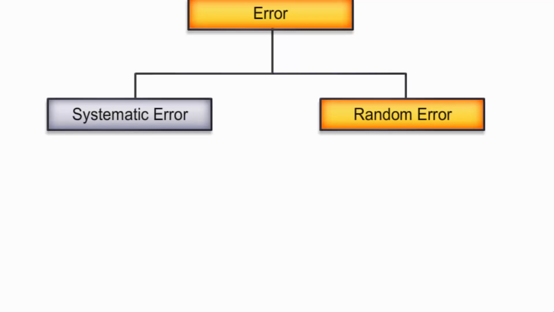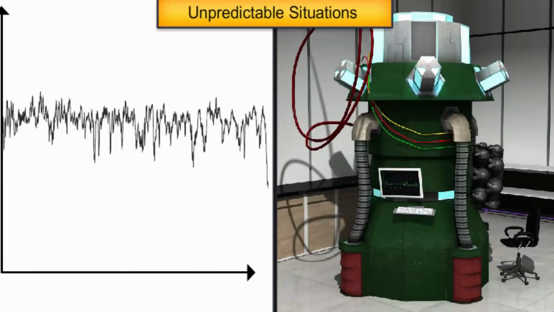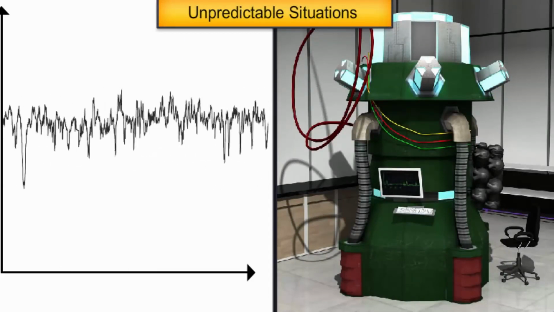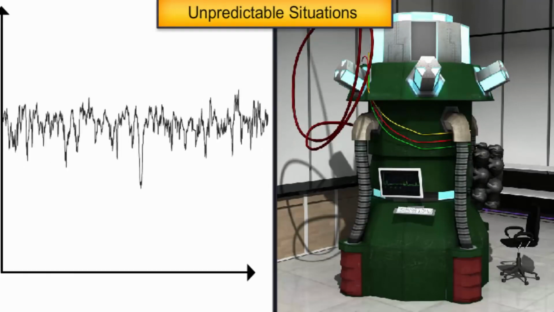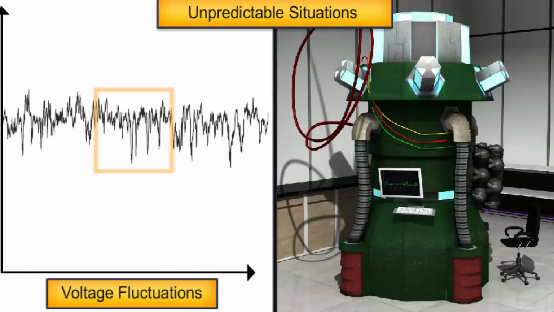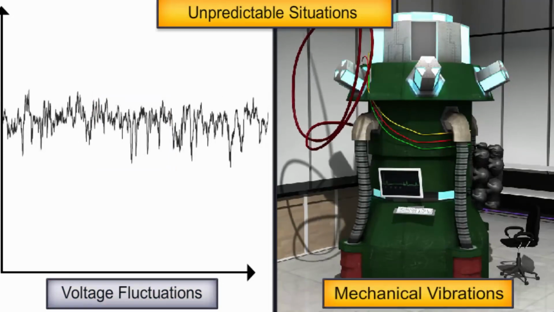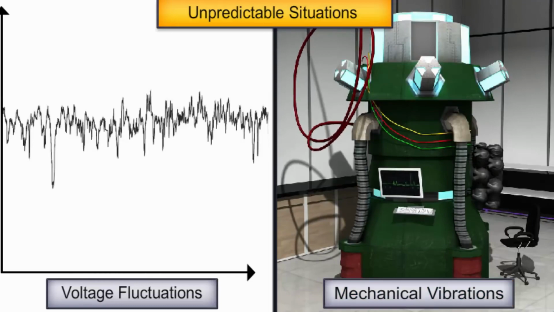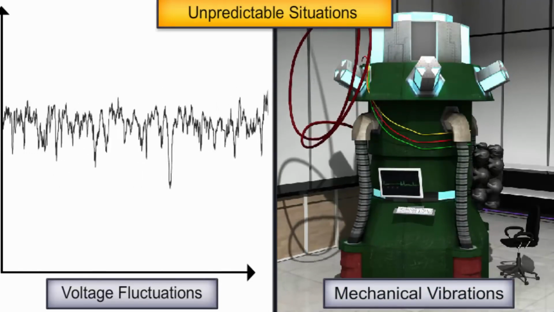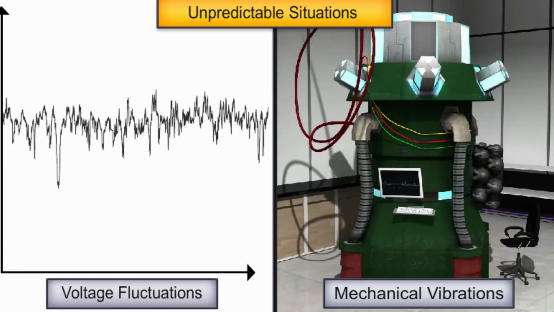These errors can arise out of unpredictable situations, such as a sudden change in environmental conditions, voltage fluctuations, or mechanical vibrations in the experimental setup, etc. Random errors can be minimized or eliminated by ensuring that measurements are taken under stable conditions and using properly set up instruments.